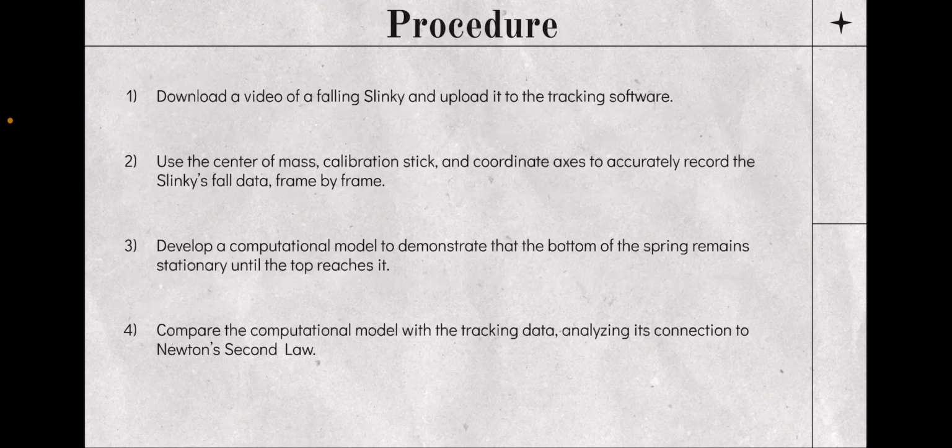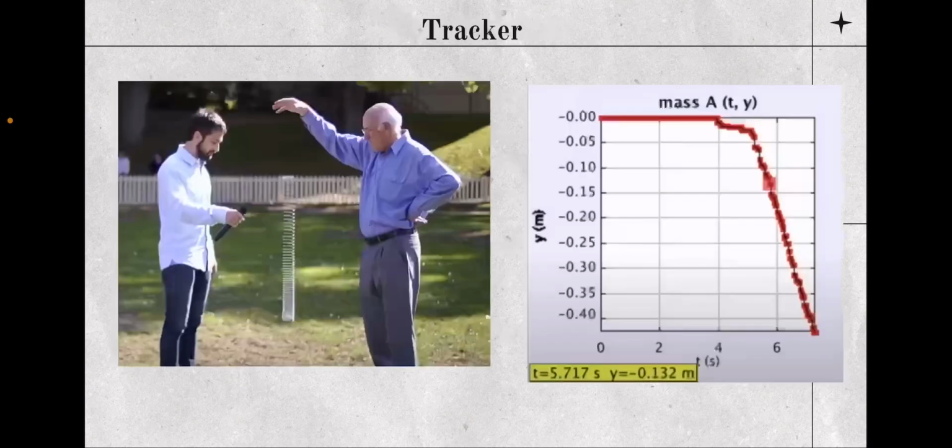Now, the procedure for this lab is that first we're going to download the video of a fallen slinky and upload it to the tracking software. Then we're going to use the center of mass calibration stick and coordinate the axis on Tracker to accurately record the slinky's fall data frame by frame. We are then going to develop a computational model to demonstrate that the bottom of the spring remains stationary until the top reaches it. Then we're going to compare the computational model to the Tracker data, analyzing the connection to Newton's second law. Here's a screenshot of the Tracker and the video used.